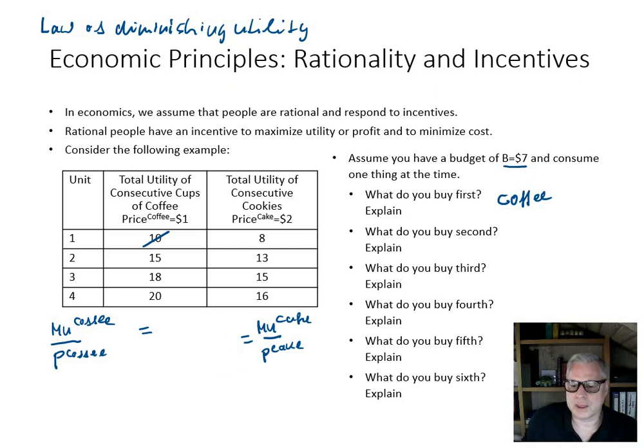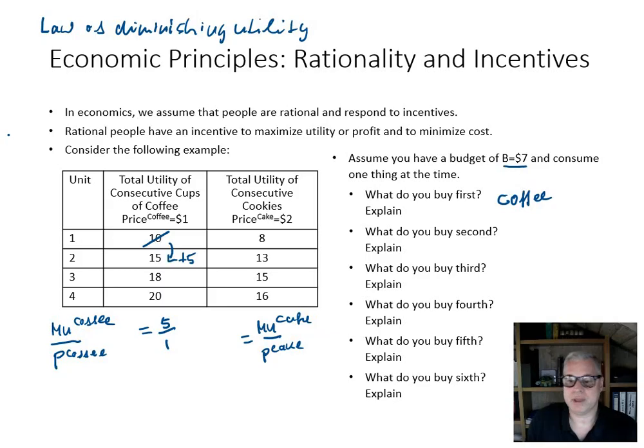Okay, so now we have to think, shall I now buy next maybe a second coffee? So if you had a second coffee, your total utility goes up from 10 to 15, but marginally or incrementally, that is an extra utility of plus 5. Again, the price of a coffee is always the same, so it's divided by $1. So if you have a second cup of coffee, the extra utility per dollar spent would be 5.